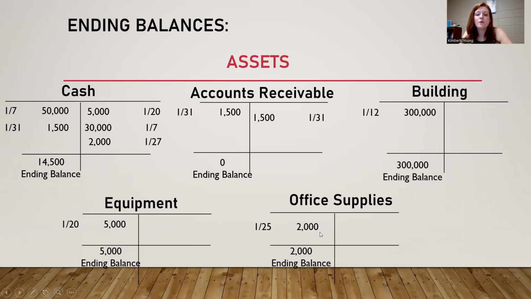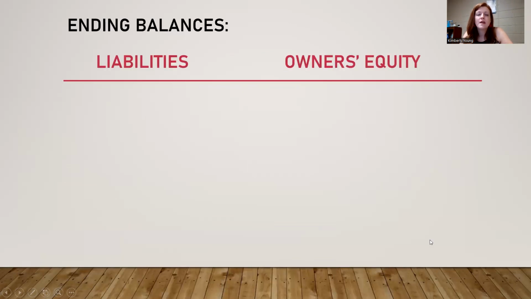As we use some of it up, we'll start crediting that. Maybe we use a box of paper, we'll credit office supplies for a portion of it. But right now, this is how we ended. We had $14,500 in cash, nothing in accounts receivable. So that really wouldn't even show up on the balance sheet at this point. Then we have our building of $300,000, our equipment for $5,000, and office supplies for $2,000.